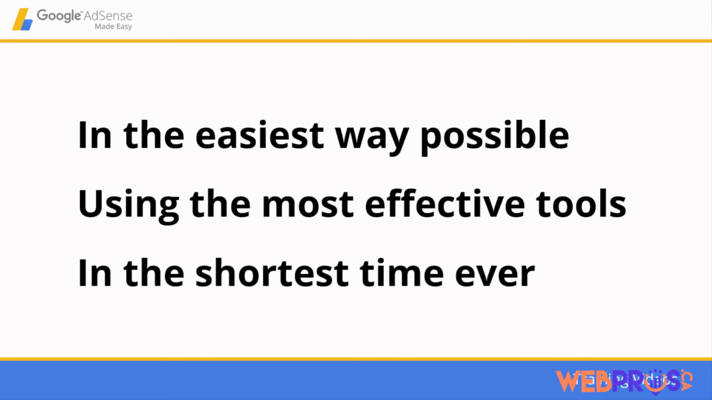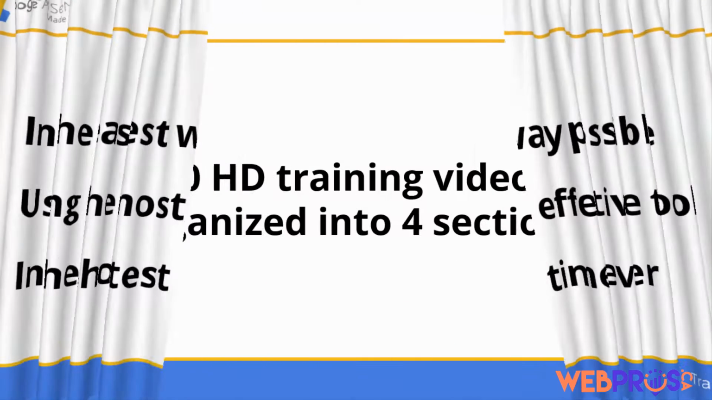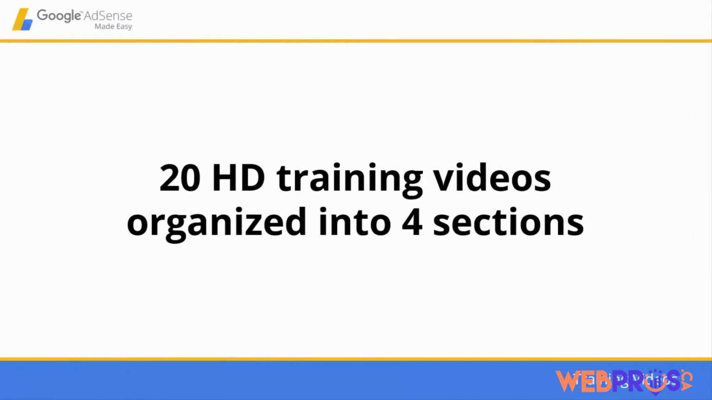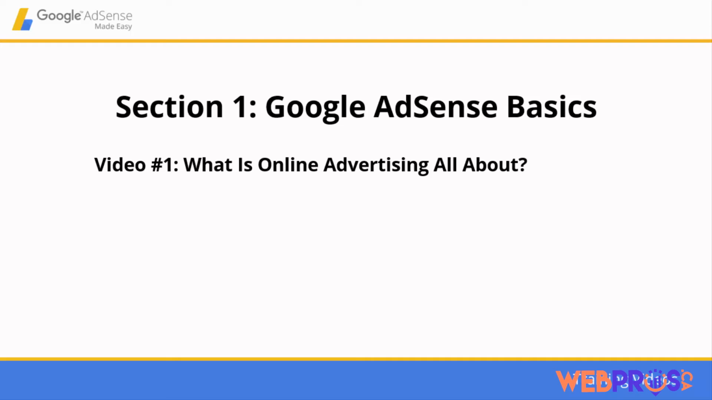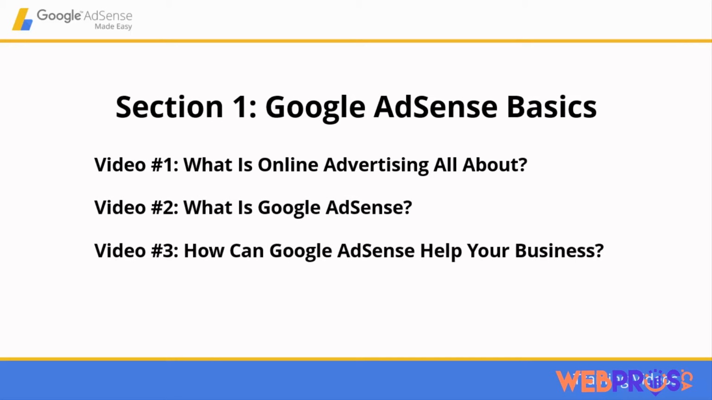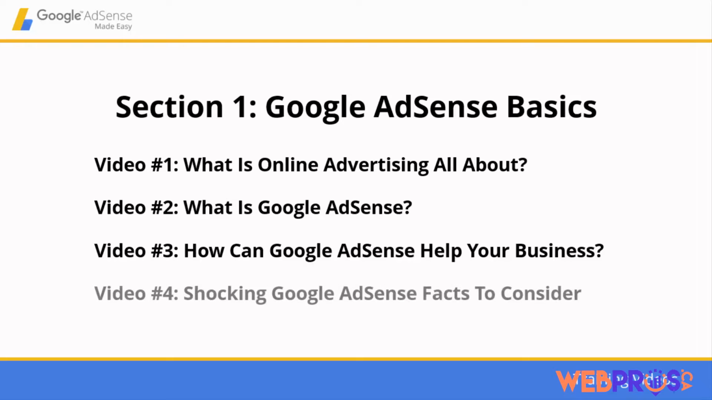in the shortest time ever. This video training is comprised of 20 HD training videos organized into 4 sections. This is exactly what you are going to learn. Section 1. Google Adsense Basics. In videos 1 through 4, we'll talk about what is online advertising all about. What is Google Adsense? How can Google Adsense help your business? Shocking Google Adsense facts to consider.